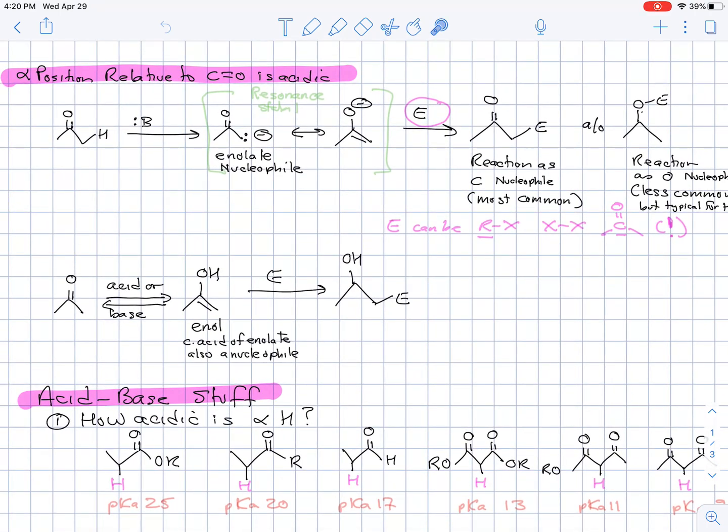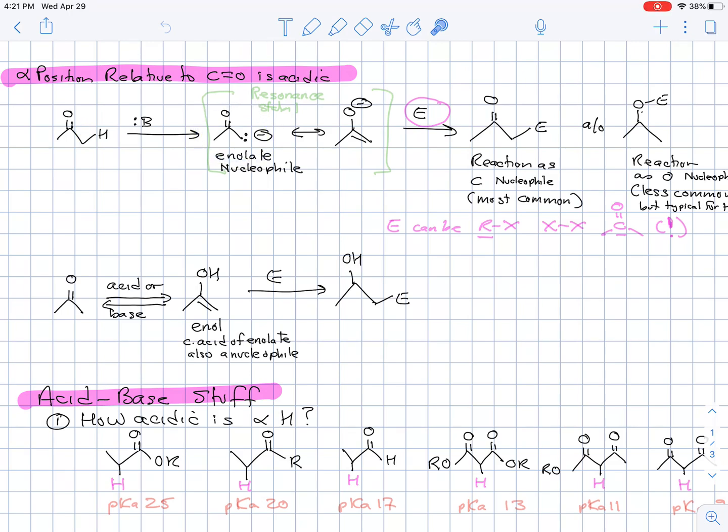So the first thing is that the alpha position relative to the carbonyl, so here's the carbonyl, here's the alpha position, is kind of acidic. We're not talking about majorly acidic. So the pKa of this carbonyl is about 20. So it's not even as acidic as a phenol or a thiol, but it's kind of acidic. And so if we use a base, and I chose not to put charges here, we can remove this hydrogen.